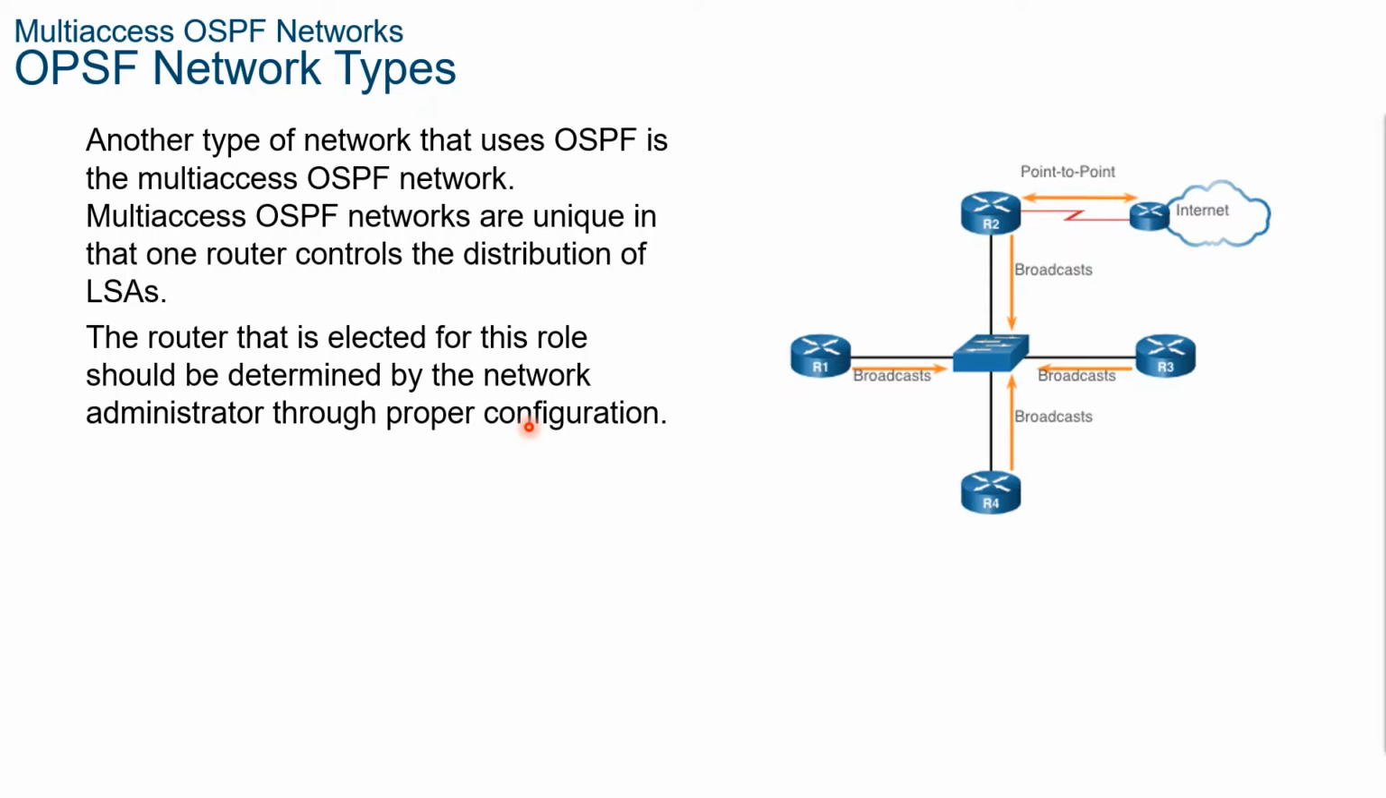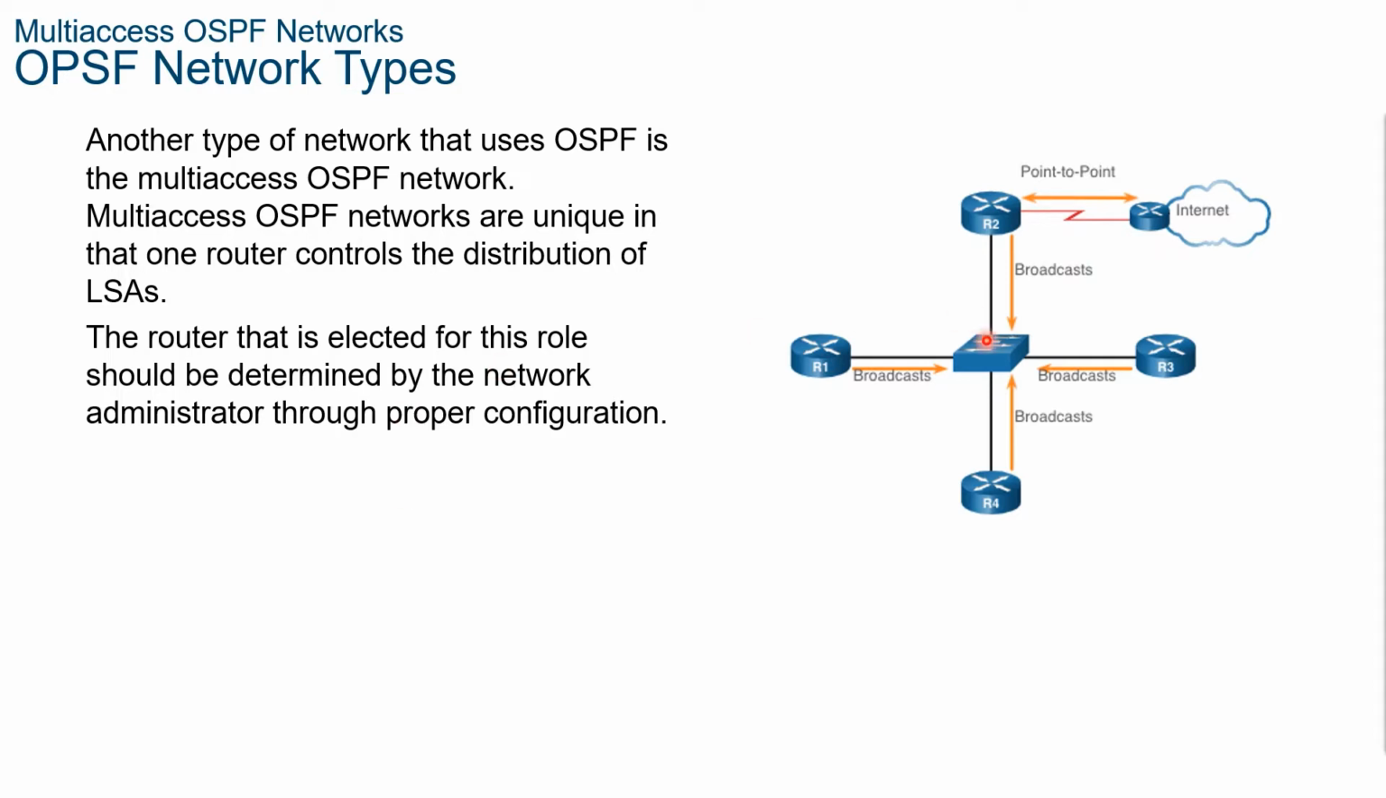Multi-access OSPF networks are unique in that one router controls the distribution of LSAs. The router that is elected for this role should be determined by the network administrator through proper configuration. OSPF may include additional processes depending on the type of network. The previous topology used point-to-point links between the routers. However, routers can be connected to the same switch to form a multi-access network.